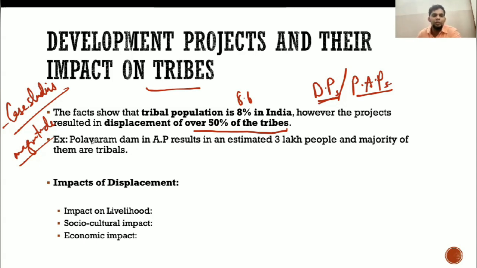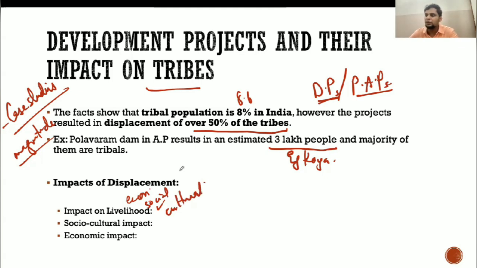Give an example. In Polavaram Dam, approximately 300,000 people have been moved from their homes, and a vast majority of them are tribals. Koya is one such tribe, and so on and so forth. So the impact of displacement: what happened to their economic life, their social life, their culture, and all of these aspects. If you can provide as much as possible, that will be absolutely great.